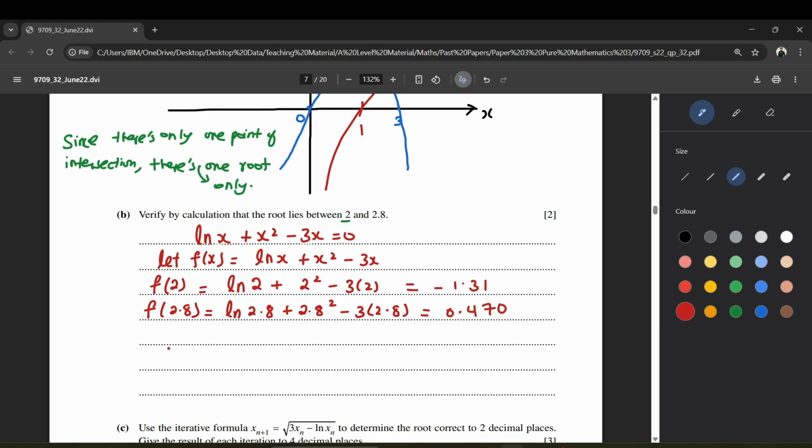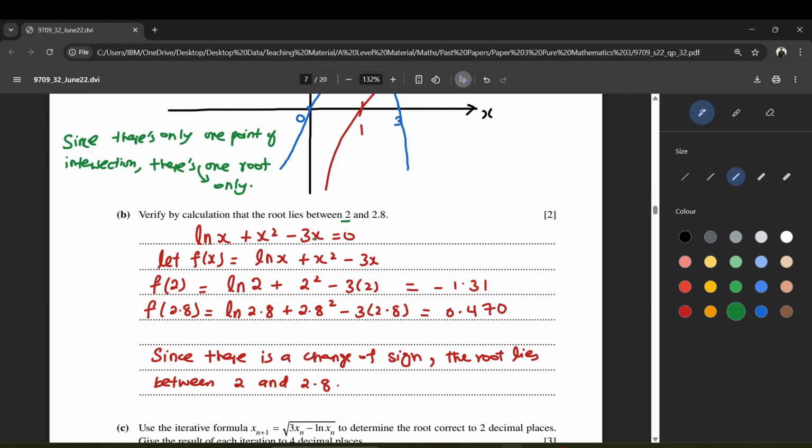So now what conclusion can we draw from this calculation? We can say that since there is a change of sign, the root lies between 2 and 2.8.